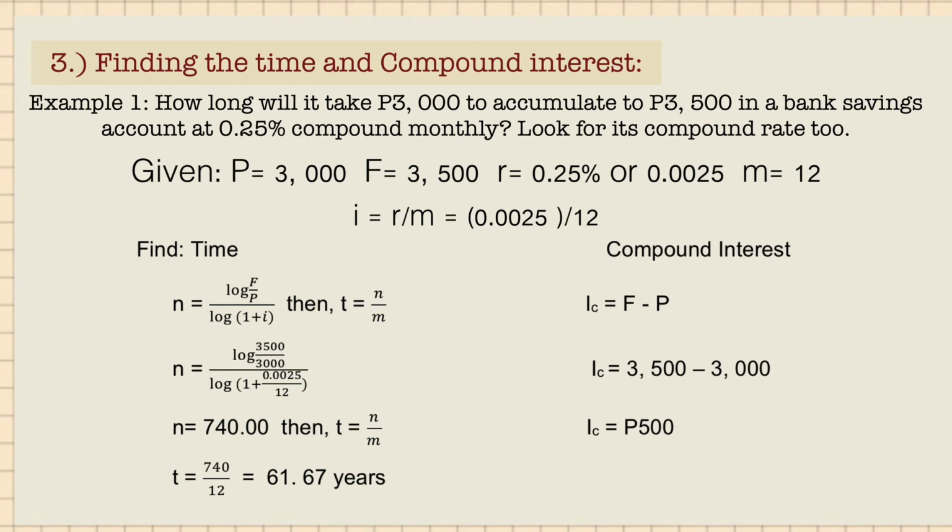Now let's find the compound interest. So 3,500 minus 3,000, it turns to 500.